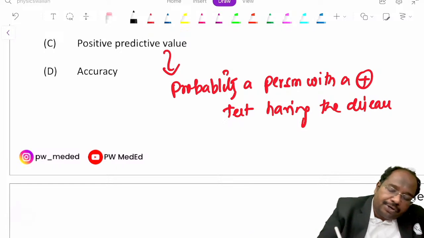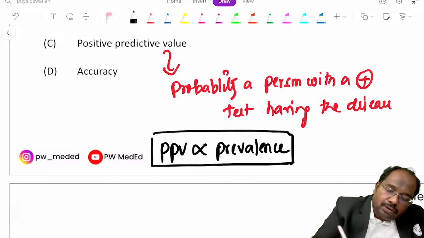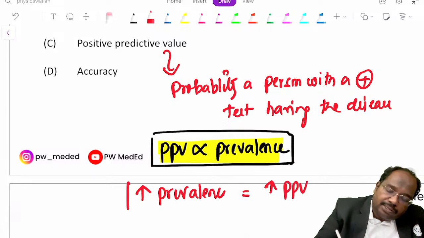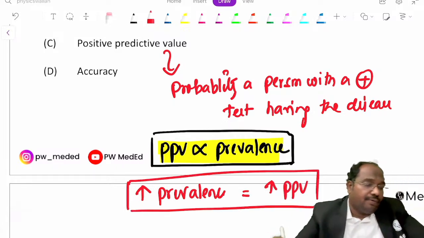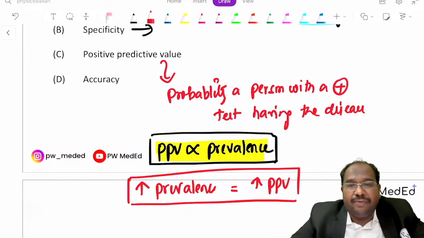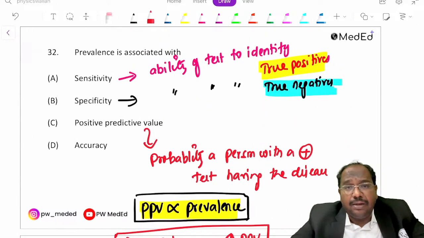So positive predictive value, PPV, is directly proportional to prevalence. This is what the question is. That means the more the disease prevalence, the more the positive predictive value will be. The positive predictive value and prevalence are directly proportional. Okay, fine. Is it clear? Fine. Next.